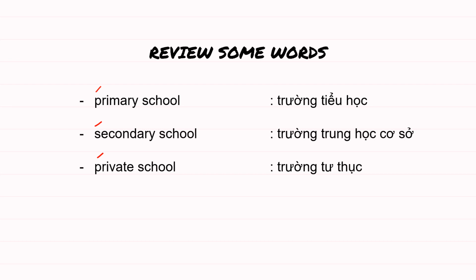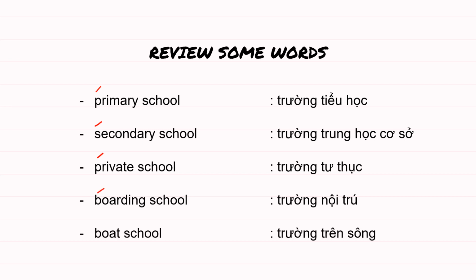Private school. The word number 4, boarding school. Boarding school means trường nội trú. So we put the stress mark on the first syllable like this. Boarding. And the last one, boat school. Boat school means trường trên sông. Trường thuyền. Alright.